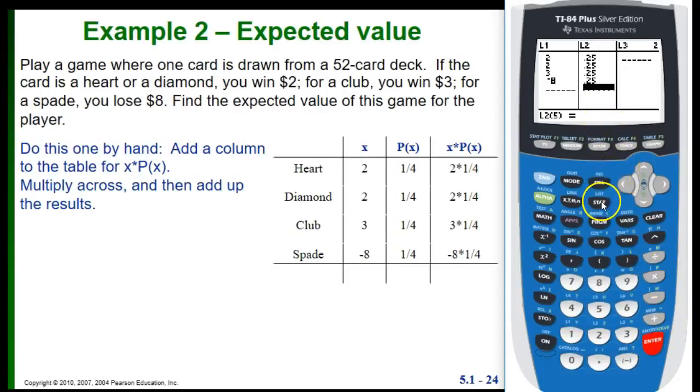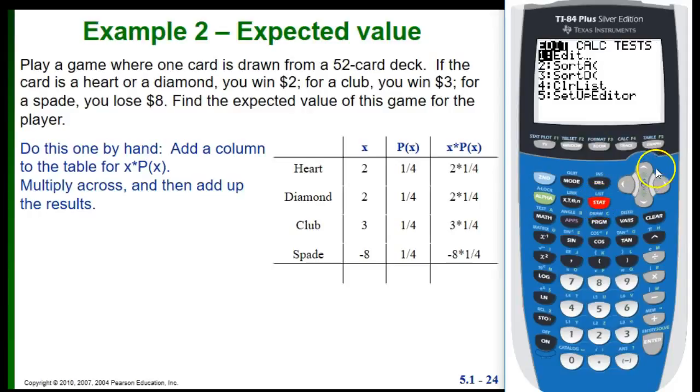And then I'm going to use the 1-var stats. So I'm going to push stat and then arrow over to calc, select the 1-var stats. And I still have this where this comes up on the screen, so I need to tell it L1, comma, L2. Even if you get the other type of screen, you can put the L1 and the L2 in there.